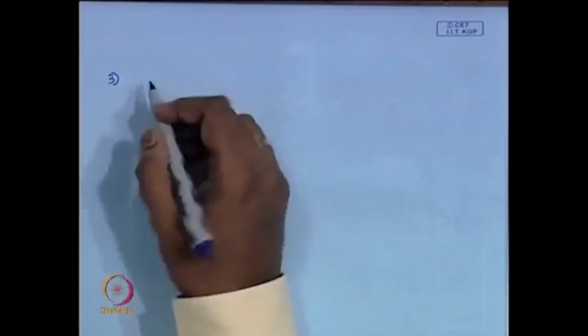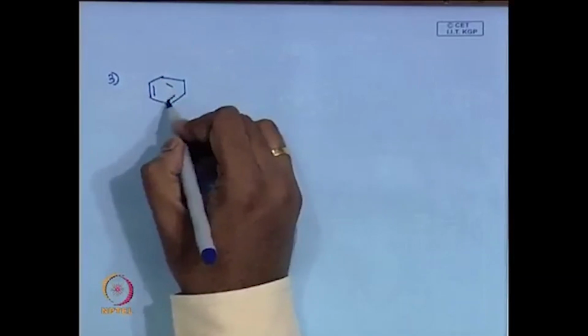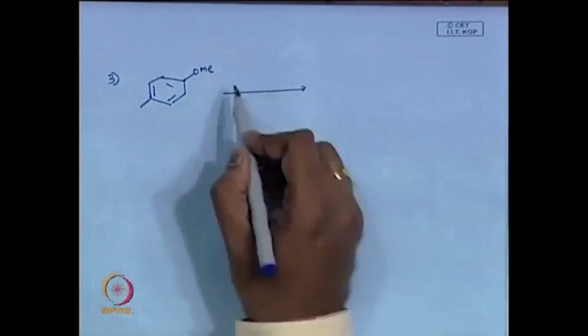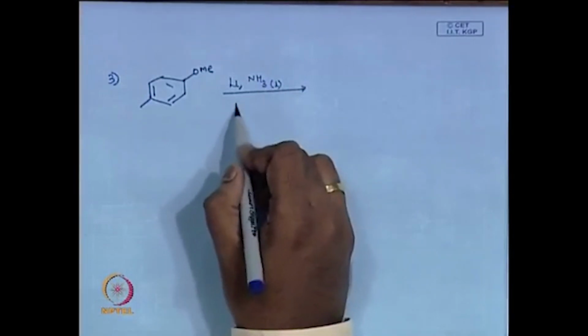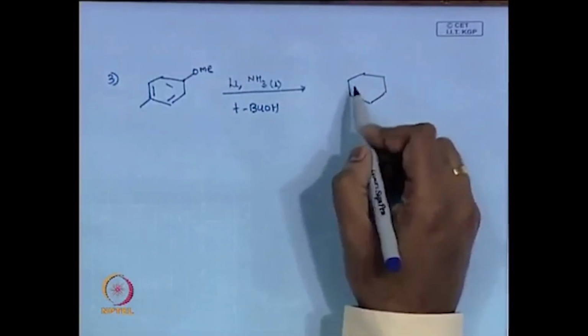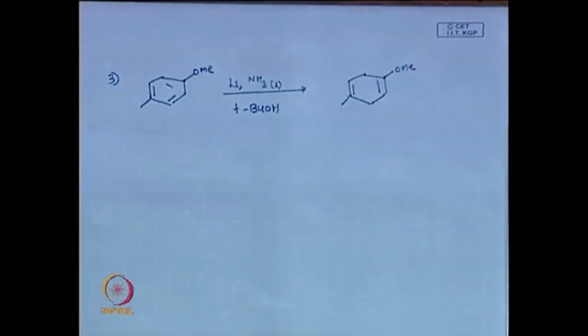Another thing, one more example, same with your cyclics, with your Birch. Remember your Birch reduction. If I use lithium in liquid ammonia, in tertiary butanol, remember this proper Birch reduction, right? So, you end up with this one. Now, you can treat this with ozone.